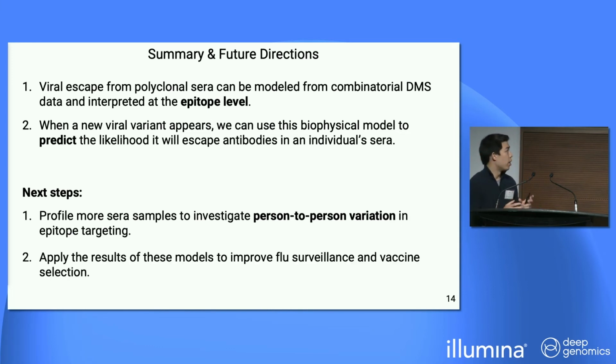And then, of course, the goal would be to apply the results of these models to try and improve flu surveillance and vaccine selection. One thing I wanted to mention just to conclude is that this approach is general, and we can apply it to other viral DMS systems as well, for instance, HIV envelope and SARS-CoV-2 spike. There are people in our lab working on these projects as well.